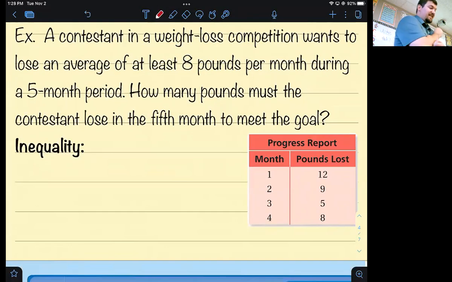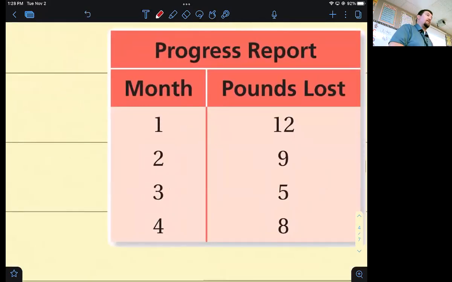A contestant in a weight loss competition wants to lose an average of at least 8 pounds per month during a 5-month period. How many pounds must the contestant lose in the 5th month to meet that goal? Contestant wants to lose an average of at least 8 pounds a month during the 5-month period. You can see the chart here has their weight loss for the first 4 months. What's unknown to us?